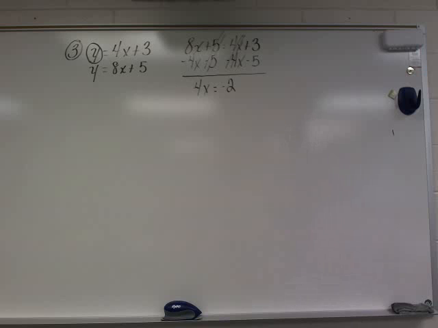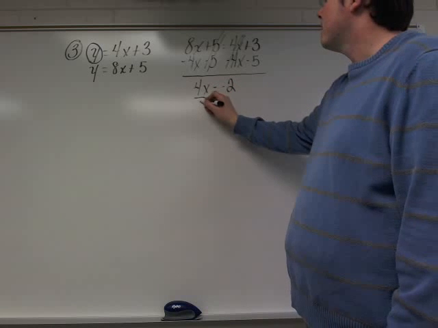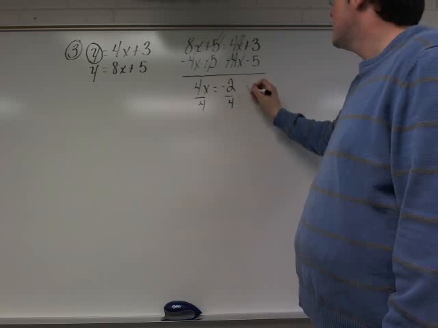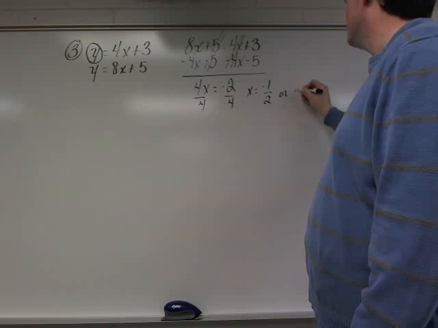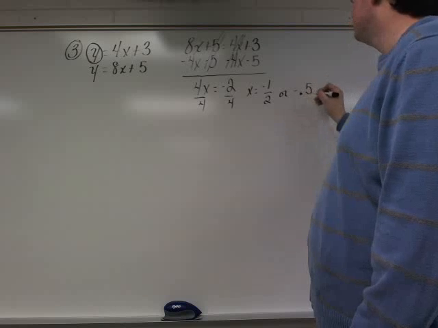Well, we're almost there. Now, if you're recognizing here that x is not going to be a whole number solution, that's very astute. That would be correct. When I divide out by 4 here, x is going to yield a result of negative 1/2 or negative 0.5.